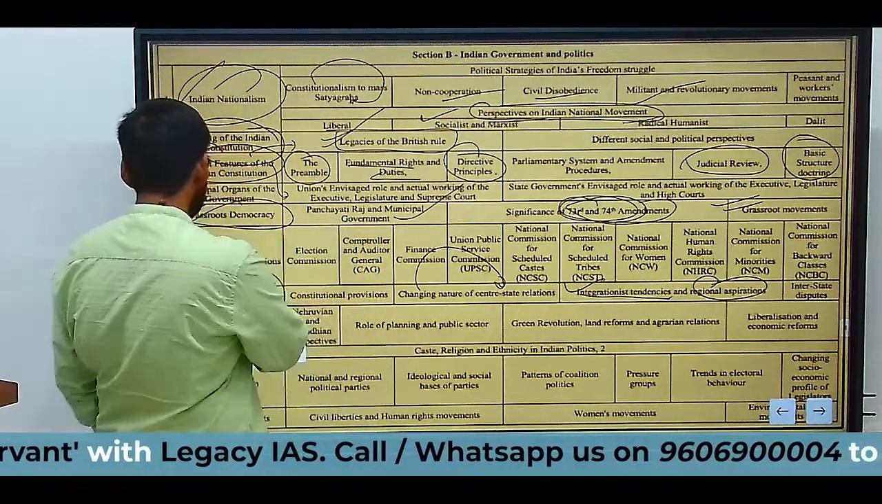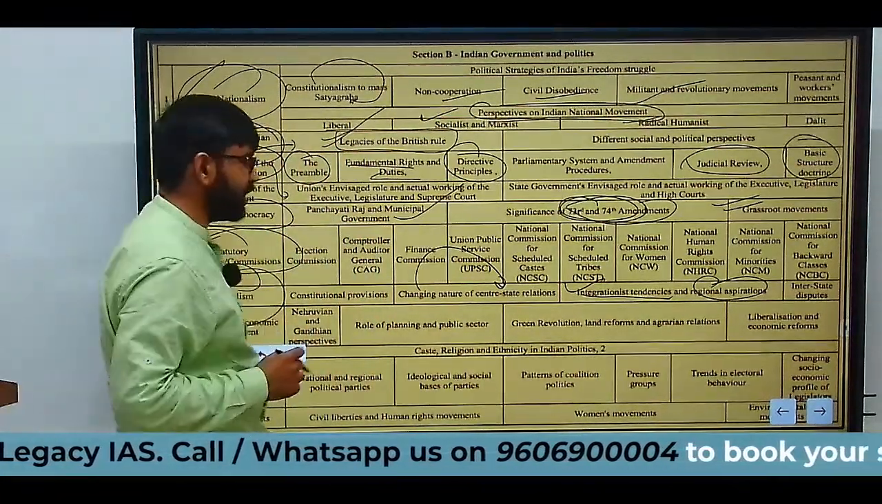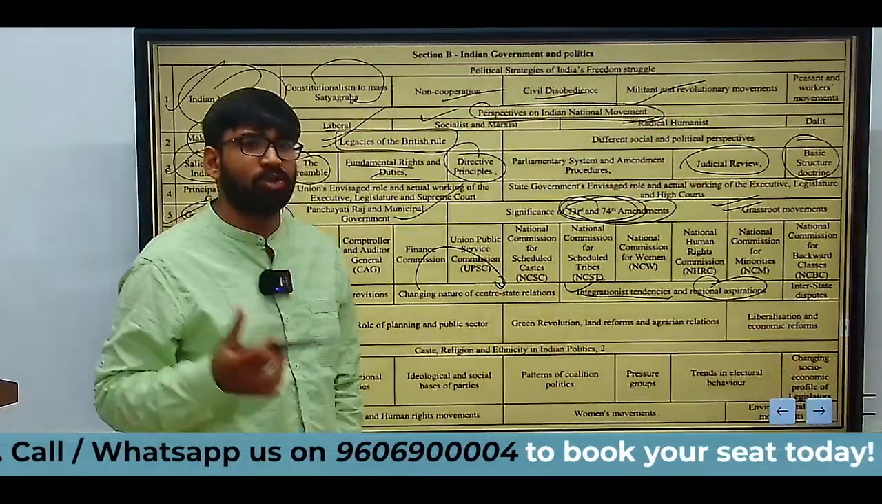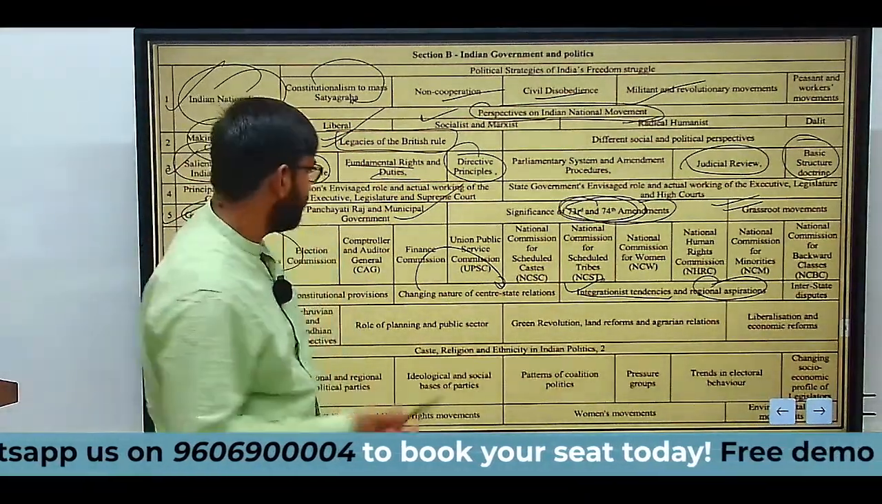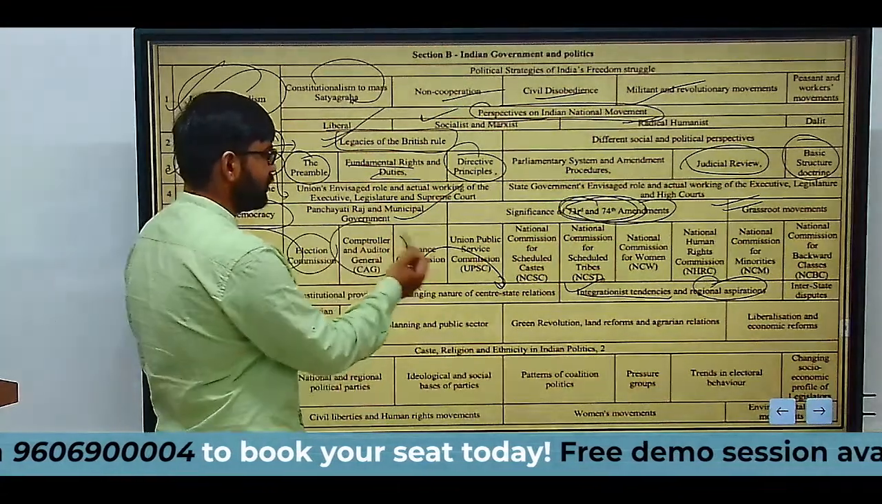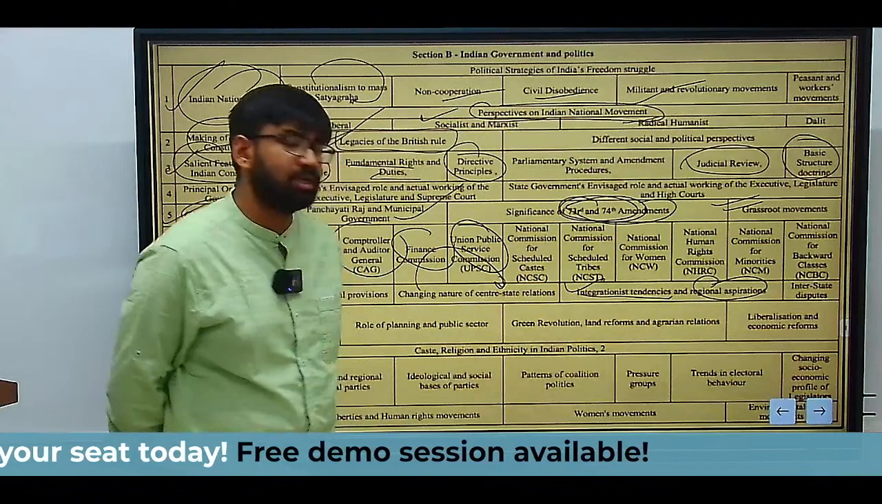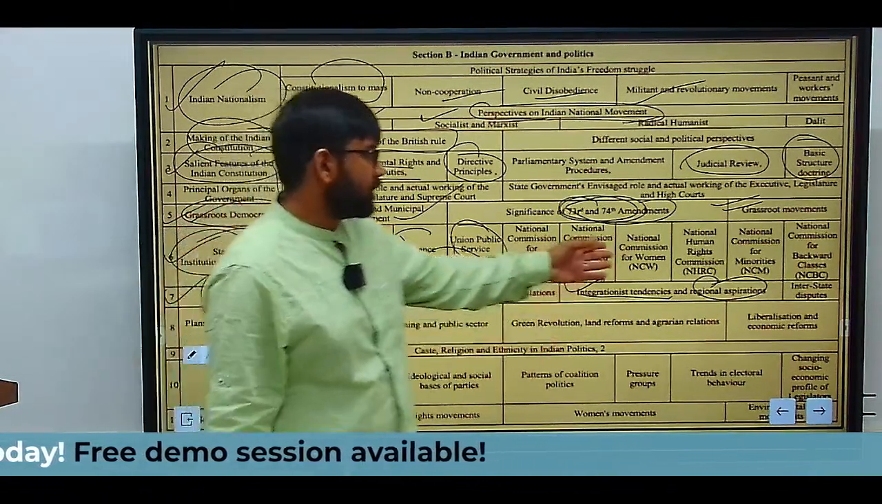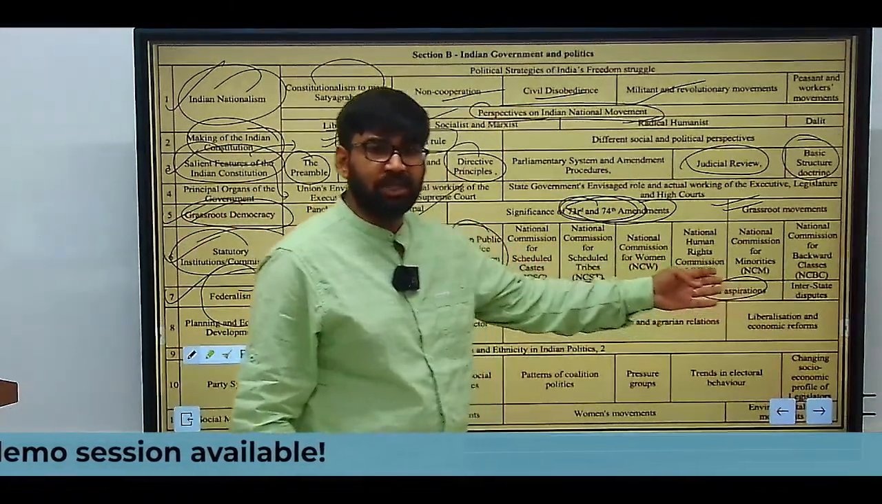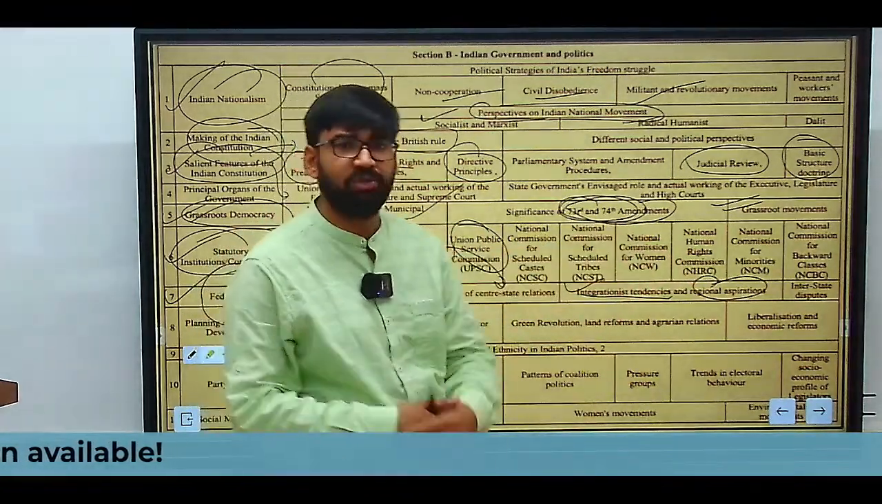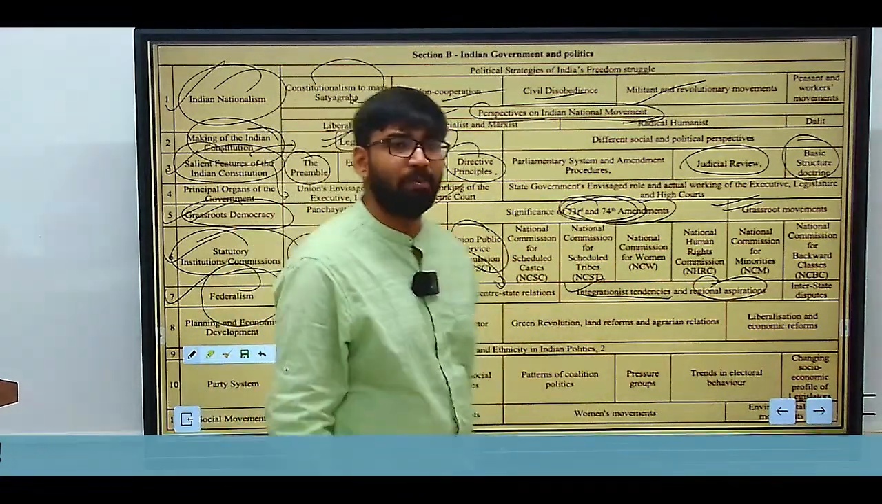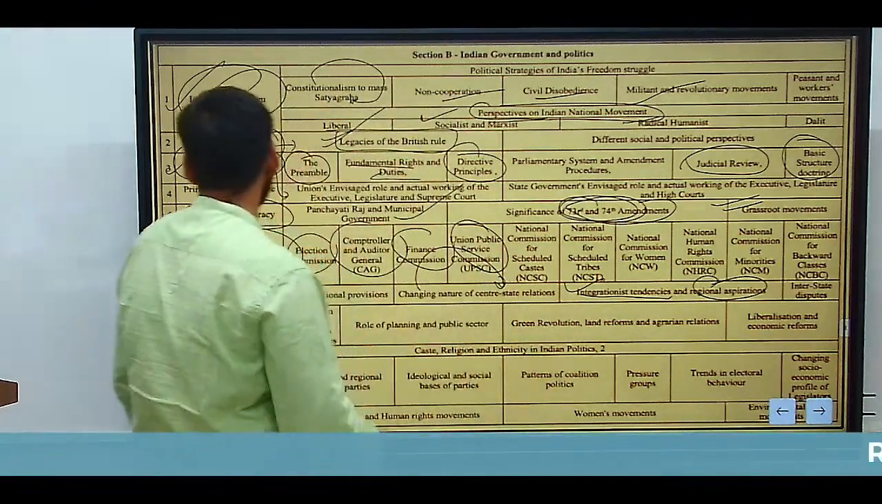Then statutory institutions and commissions. There are some constitutional bodies like the Election Commission, CAG, Finance Commission, UPSC, then the National Commission for Scheduled Castes, National Commission for Scheduled Tribes, National Commission for Women, NHRC, that is for human rights, then the National Commission for Minorities and for Backward Classes. So these things are also important.